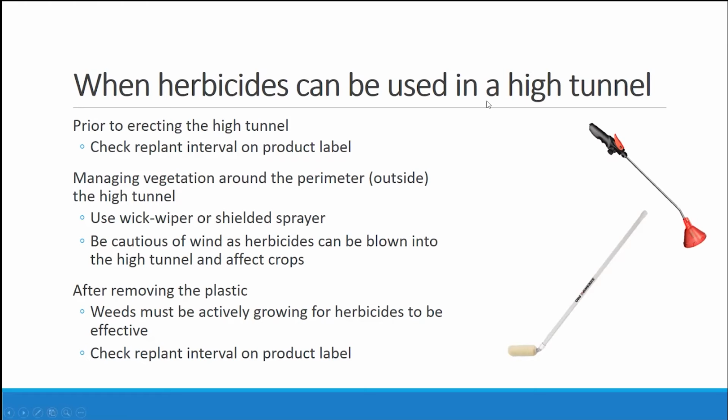So here's an example of a wick wiper, right? So you would basically make contact with the weed, right? The product would be on this end, and you would physically touch the weed with this roller.